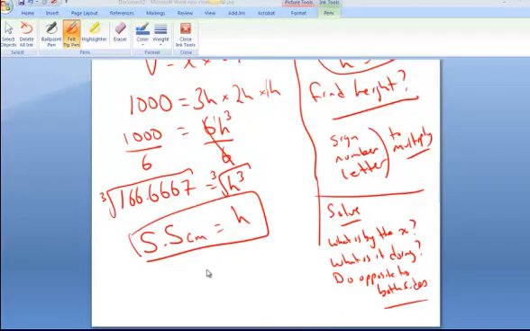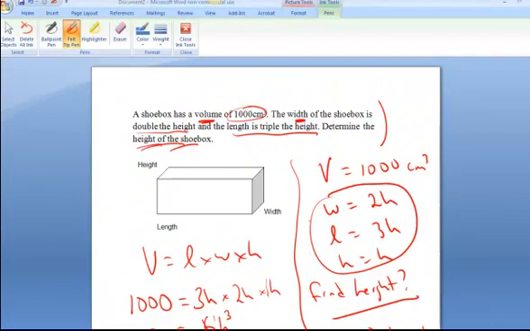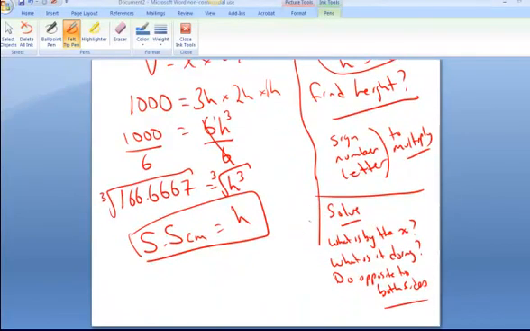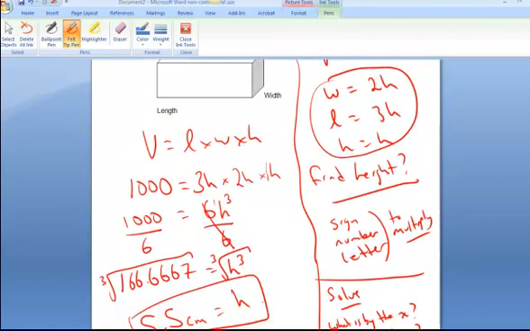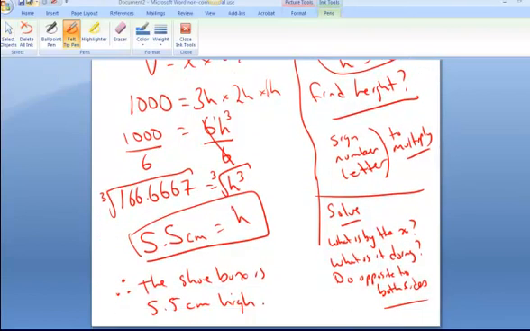Finally, we go back to the question, and since it was a word question, we should give a word answer. It says determine the height of this shoebox. We would write, therefore, the shoebox is 5.5 centimeters high. But it might have asked for the dimensions of the box, in which case you'd have to go back and say, okay, well, the height is 5.5 centimeters, but we know that the width has to be twice that, so it would be 5.5 times 2, which is 11, and the length would be 3 times 5.5, so it would be 16.5 centimeters. So we could give the dimensions of the box if we needed to. So that's really important to think about.